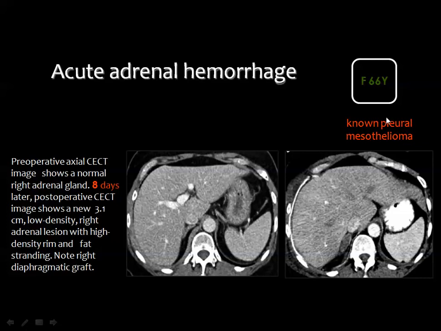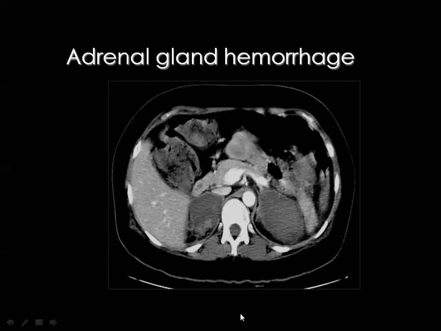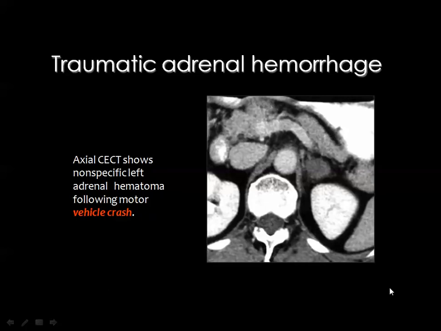And this patient had a non-pleural mesothelioma which has been operated upon. This is before surgery. The right suprarenal gland was of normal size and configuration. After surgery, you see the splint of the diaphragm, and there is some hemorrhage within the adrenal gland. And this is also hemorrhage. You can see that the hemorrhage is similar to fluid, but a little bit of higher density. And this should be included in the differential diagnosis of suprarenal masses.